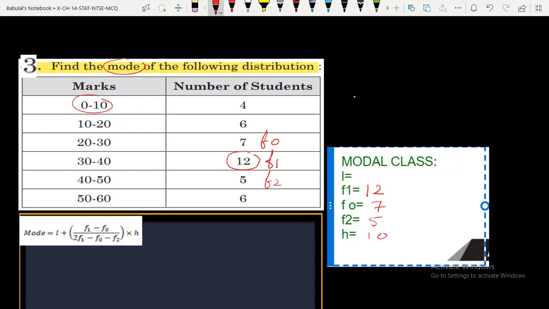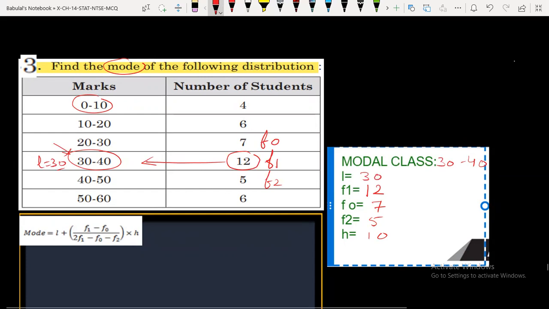And what is the modal class? Modal class is the class corresponding to the highest frequency, that is 30 to 40. This one. And what is L? L is the lower limit of the modal class. So L is equal to 30. Students, now you have all the values with you. So please find out the answer of this question.